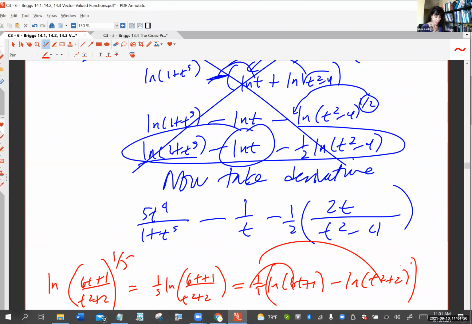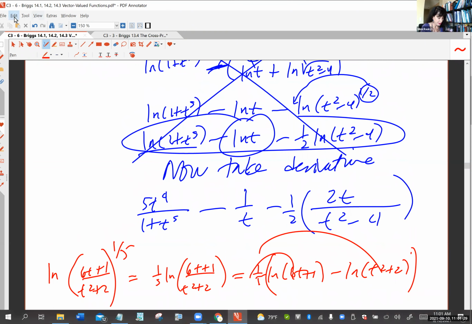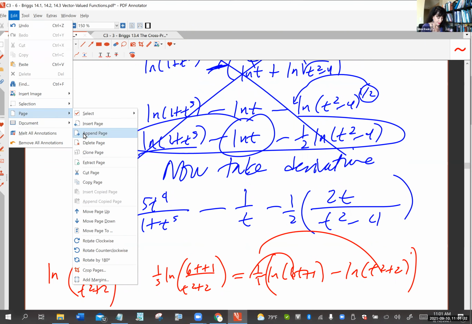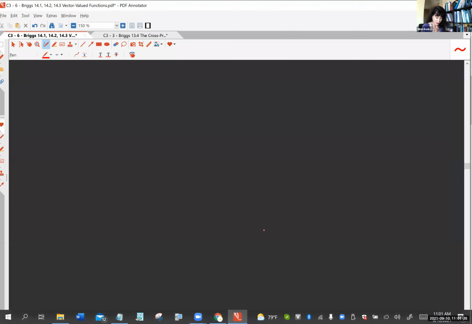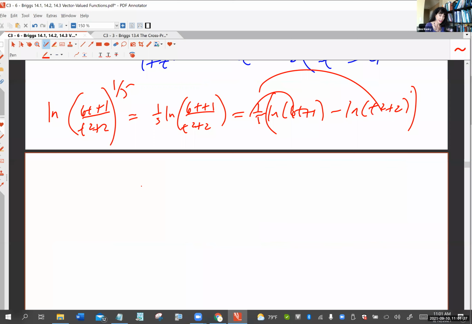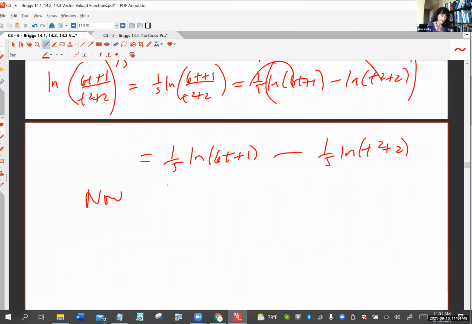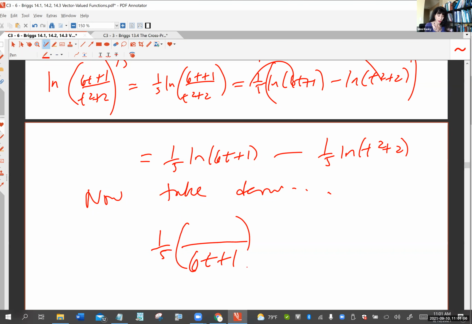Okay, I'm going to need another page. I'm running into a serious mess here. Sometimes I tweak my notes and I forget to change my other notes to match. Okay, now we can take the derivative. Let's do that. So you're going to have 1/5 times 1 over the argument times the derivative of the argument for the first log. And you'll do the same for the second log. Let's save that for later.